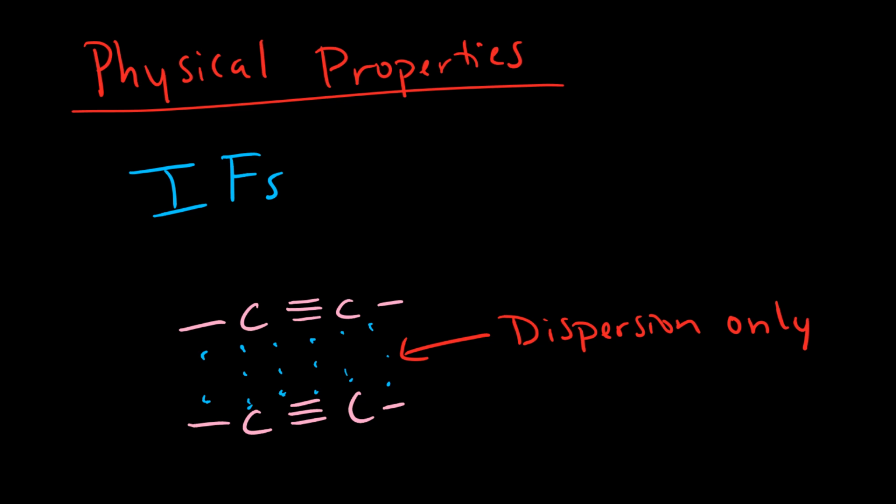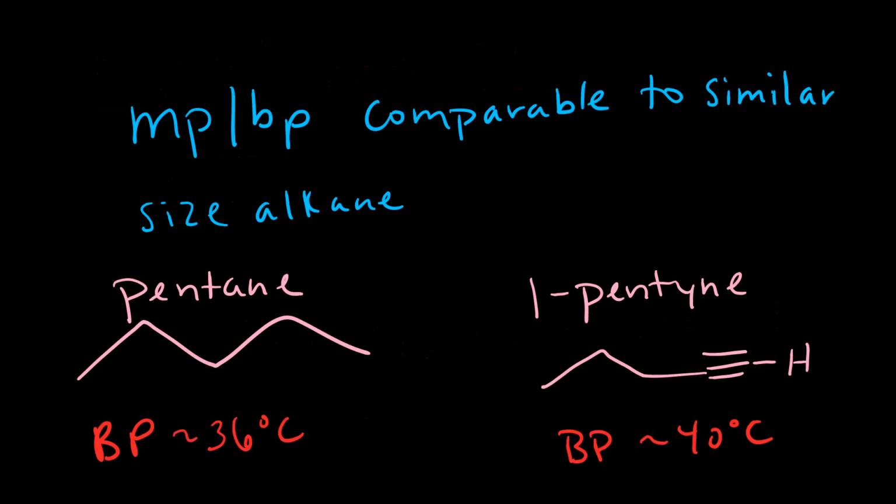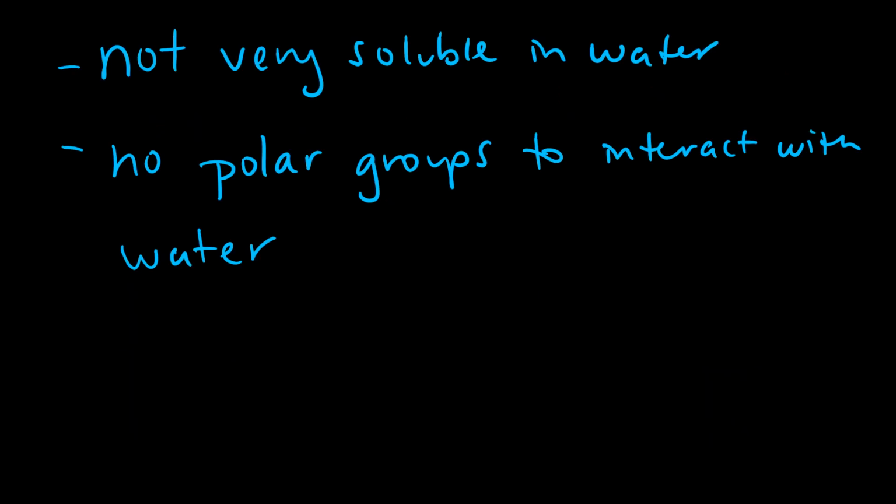As far as intermolecular forces go, these really only exhibit dispersion. Recall that these are linear molecules because of the sp hybridization of the carbons, and so there's no way that they could have a net dipole moment or anything like we saw with the cis alkenes. The melting points and boiling points of alkynes are very similar to the other members of the hydrocarbons. So for example, pentane and 1-pentyne, you can see, don't have boiling points that are drastically different. And like other hydrocarbons, alkynes are not very water soluble. They don't have any polar groups to interact with water as a solvent.